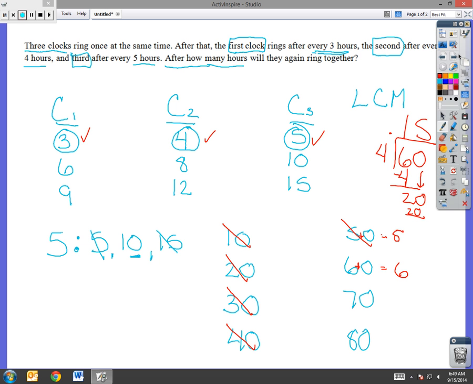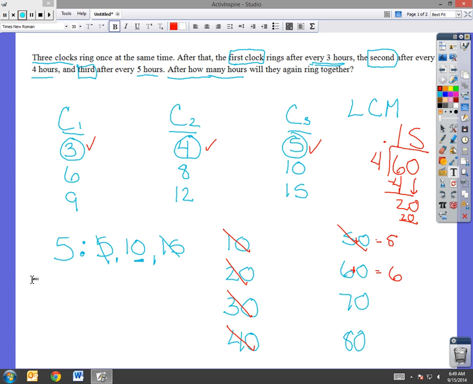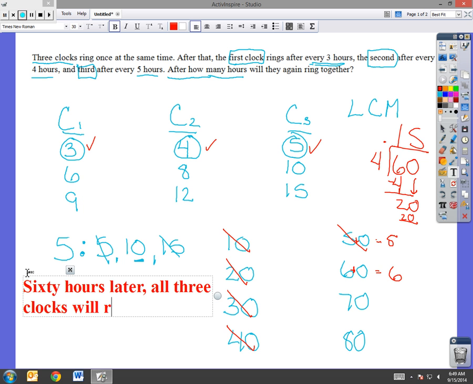What I would do now is type out a little sentence. You would write it out. So again, after how many hours will they again ring together? After 60 hours, or I could even say 60 hours later, all 3 clocks will ring at the same time.